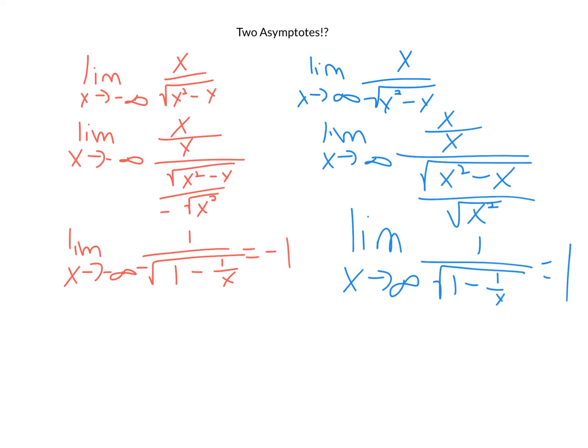If you actually put this in your graphing calculator, it's actually kind of a cool looking graph. The ones with two asymptotes have kind of an interesting look to it, but they do in fact have two asymptotes. When it goes to negative infinity, it does one thing. When it goes to positive infinity, it does the other.